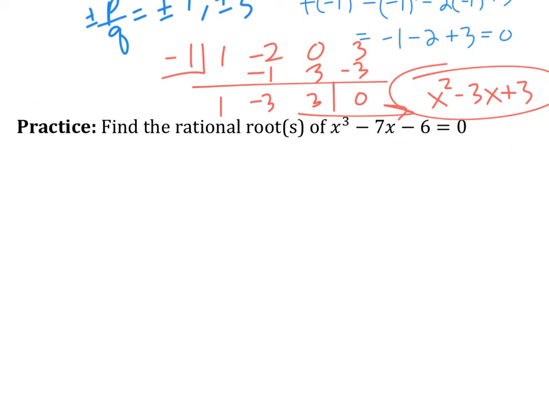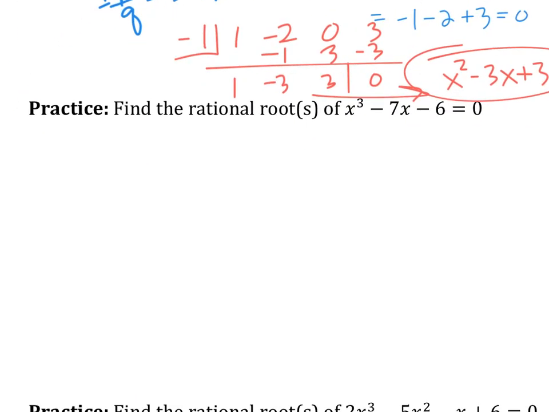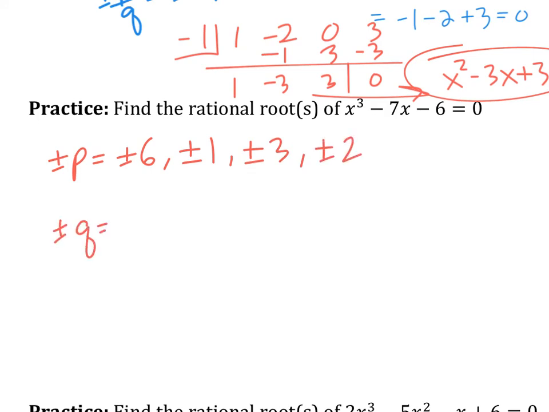All right, let's try another one. Find the rational roots. Okay, what is plus minus p? What are all the possible factors? Plus minus 6? Plus minus 1? Yeah. Yes, good. Okay, what is the possible... Yeah, is the standard measure the sign before the 6? The sign... oh, correct. Yes, you're right.